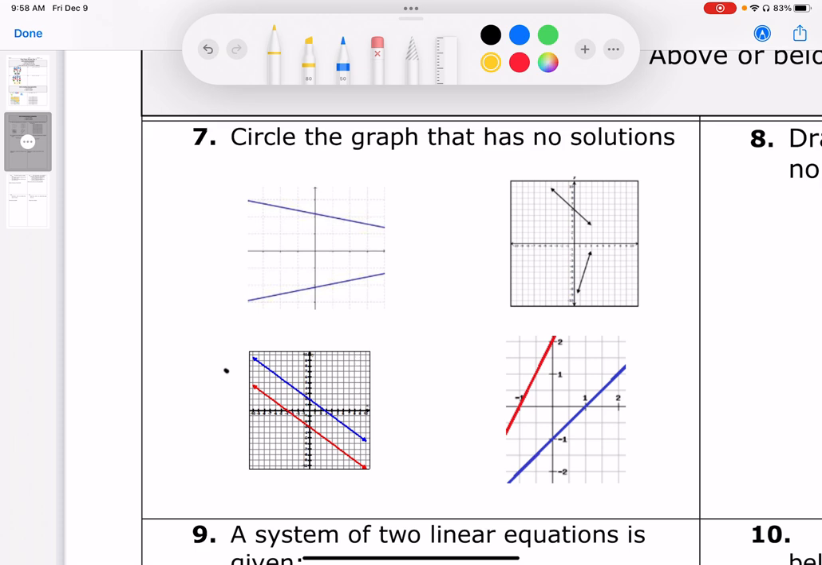When I look at number 7, I'm going to go ahead and put letters on these. So we have A, B, C, and D. They're asking us to circle the graph that has no solutions.